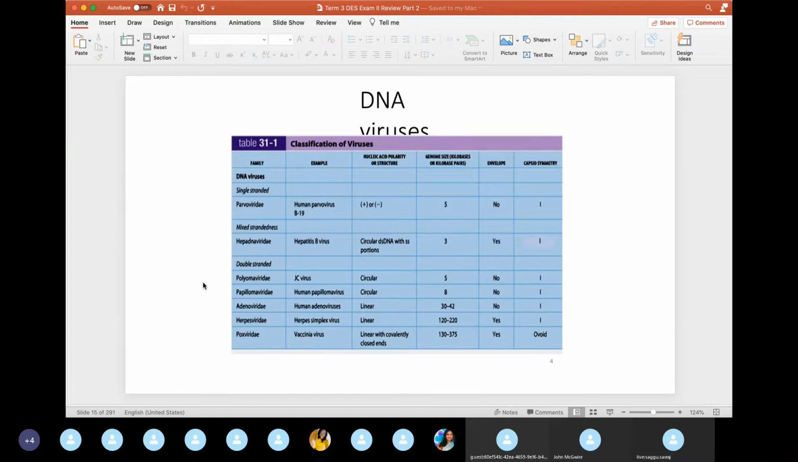Do I need to know an example of each of the DNA viruses? Yes, that's high yield. You need to know examples. So Parvoviridae, human parvovirus B19. This is your slapped cheek disease, your erythema infectiosum.